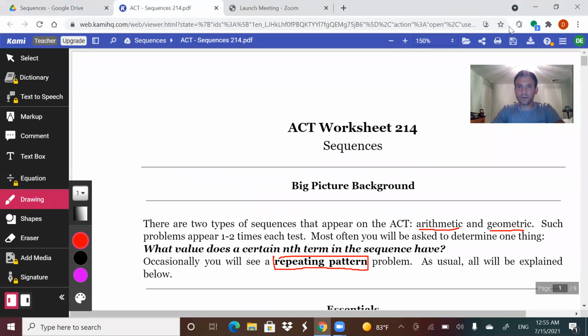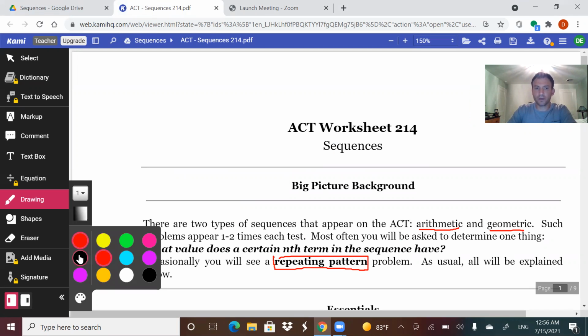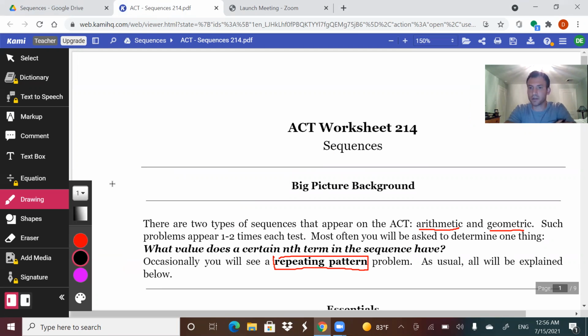All right, we're looking at ACT worksheet 214, sequences. Out of 60 problems, maybe 1 to 2 will be sequences. These problems can range anywhere in difficulty from some of the easiest problems on the test to some of the hardest ones, or most difficult. I'll take you through everything you need to know.